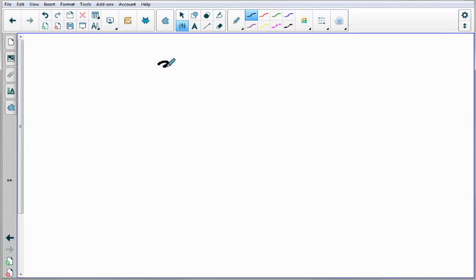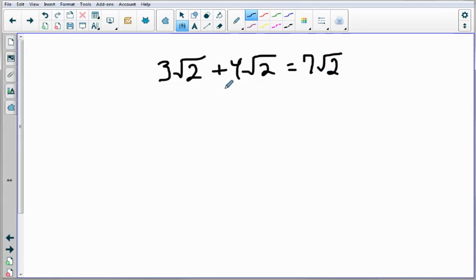So if I have 3 square roots of 2 and I add 4 square roots of 2, well, that's 3 of something plus 4 of something. That is going to be 7 square roots of 2. Okay? 3 of these and 4 of these is this. It is 7 square roots of 2. If you get confused, just think apples and oranges, just like the x's and the y's. 3 x's and 4 x's is 7 x's. 3 y's and 4 y's is 7 y's.